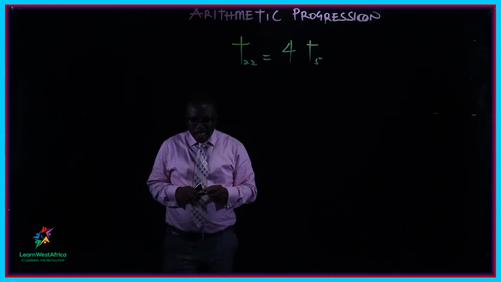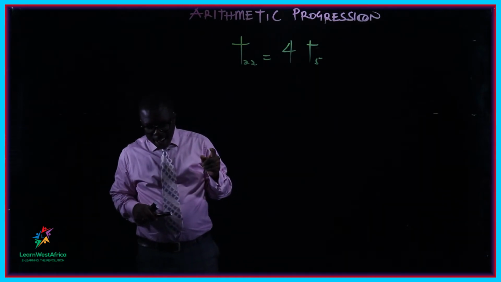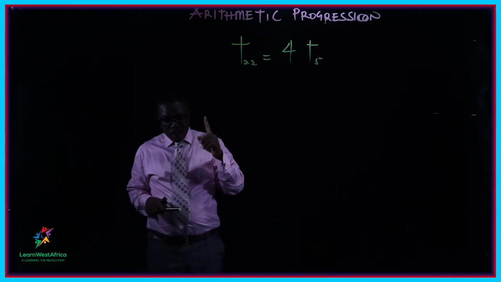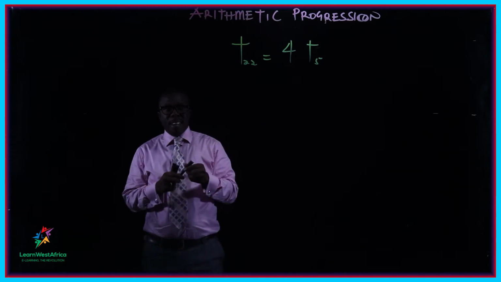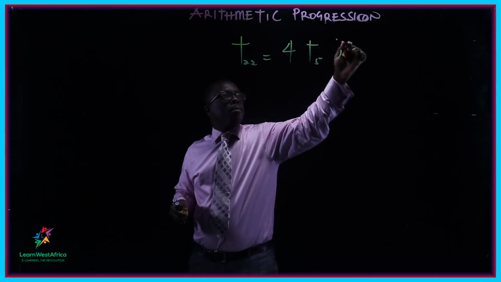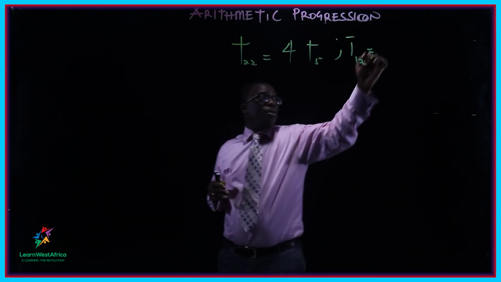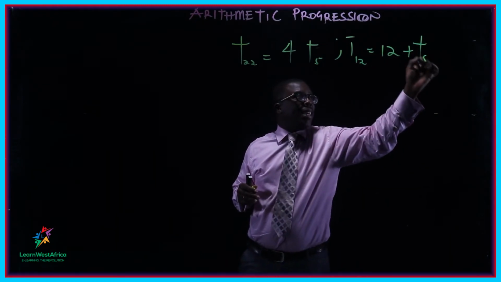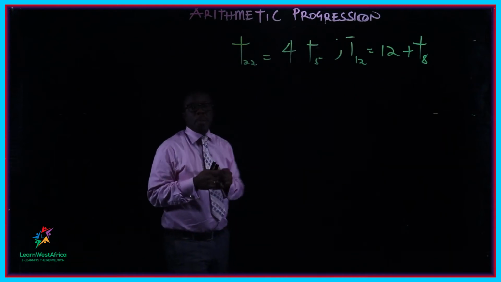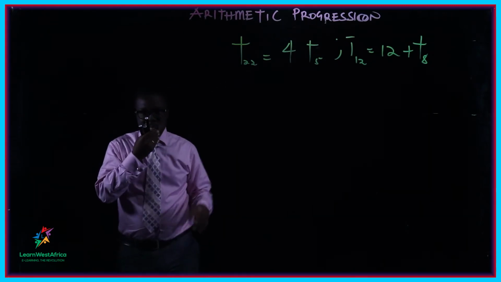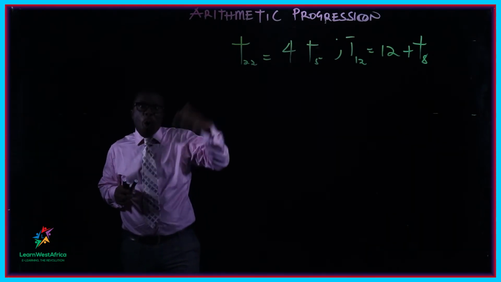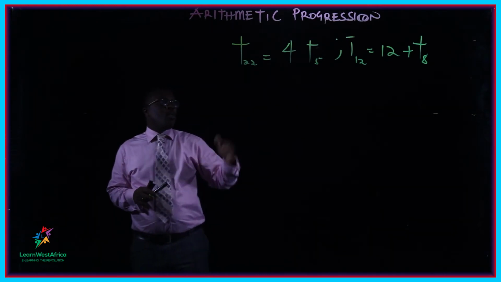Then it also says that the 12th term is 12 more than the 8th term. So T12 is equal to 12 plus T8. Remember, when we say more than, it means it's an addition of a constant. So 12 more than the 8th term.